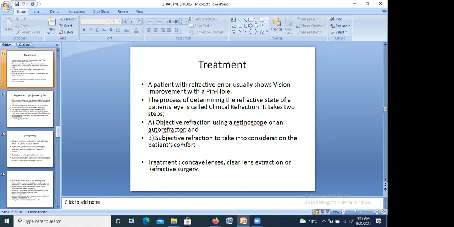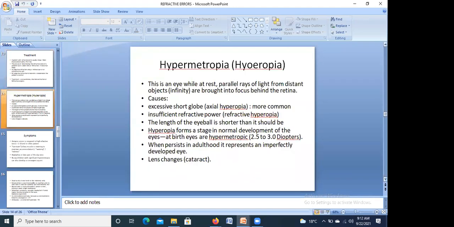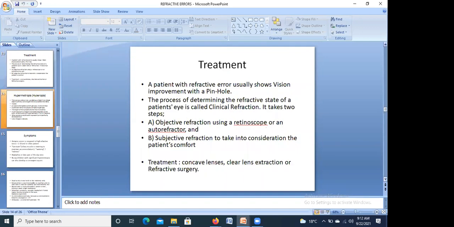And then eventually, after doing that, you can give the prescription, which is what the patient should wear, so that the refractive error is corrected. You can use a concave lens, which is a minus lens, for myopia, or you can use a plus lens for those who have hypermetropia. So for myopia, we use a concave lens to correct that.